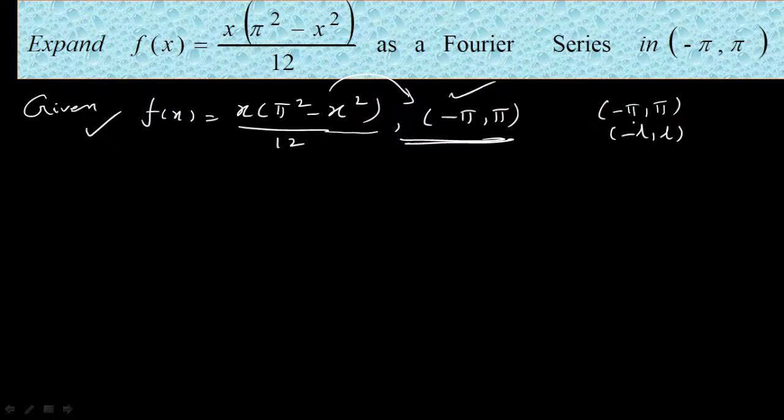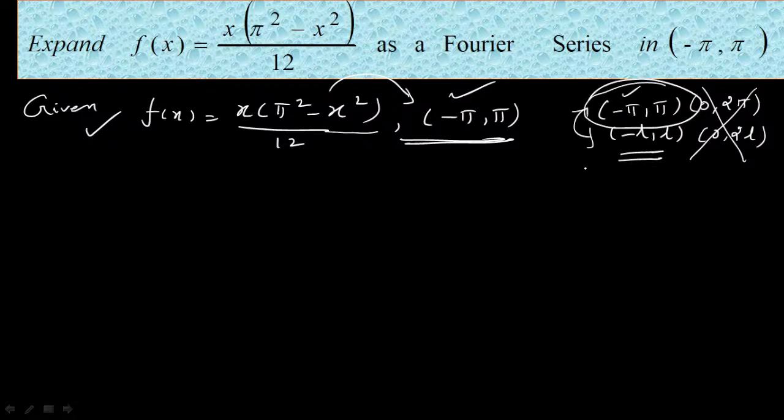The case of odd and even functions arises only for the two intervals of type minus pi, pi and minus L, L, and the case of odd and even functions doesn't arise for the intervals of type 0, 2 pi and 0, 2L. So only for these two intervals alone do we have the case of odd and even functions. Now the given function is defined on the interval minus pi, pi.